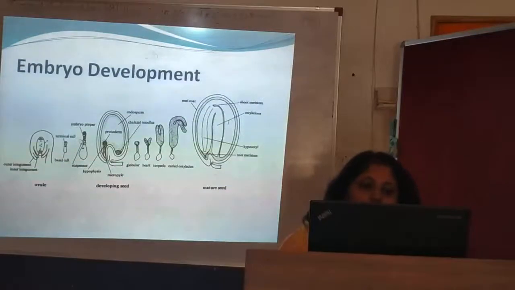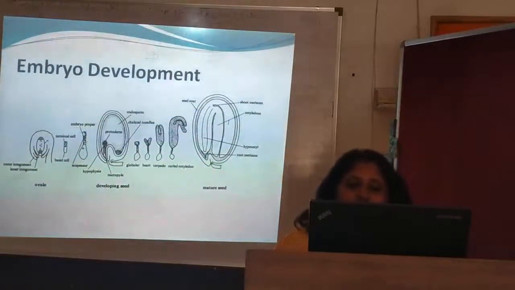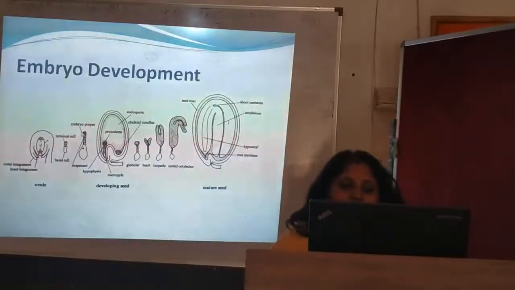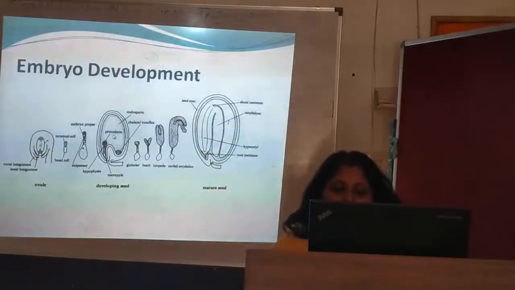One is the terminal cell, the other is the basal cell. Now what happens here is the embryo proper development, and this is a suspensor cell. Further, in the developing seed, endosperm is there, this is the chalazal end, and this is the micropylar end, this is the protoderm, and the hypophysis is there.